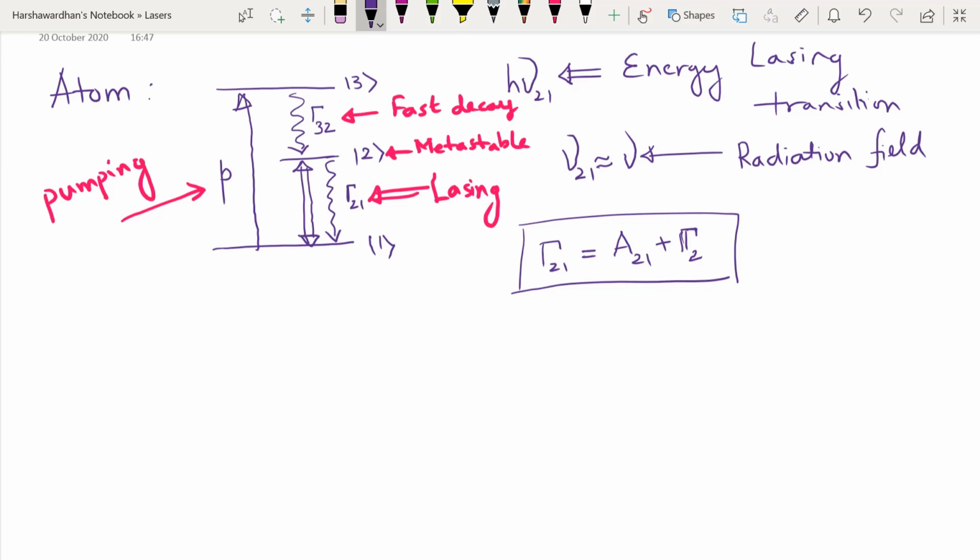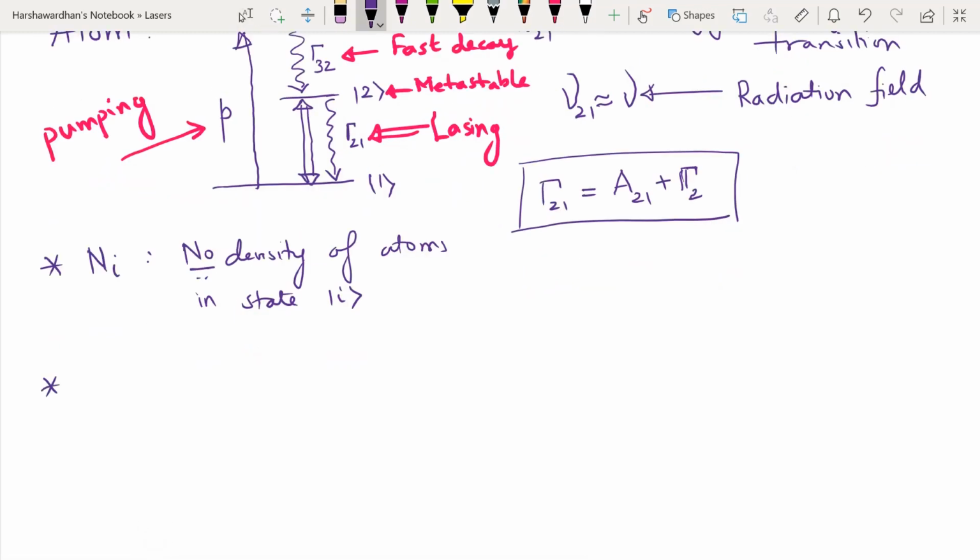What I'm going to do is to write down the rate equations that govern this model. Is that okay? So let me define a few variables. For example, Ni is going to be the number density of atoms in state i. So N1 is in state 1, N2 is in state 2, and N3 is in state 3.